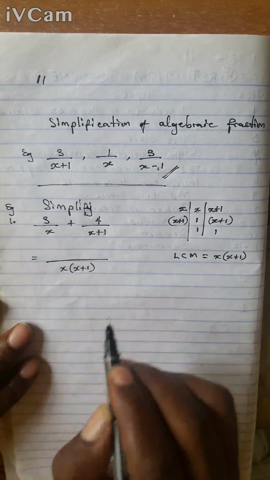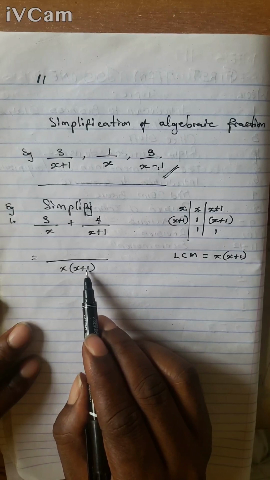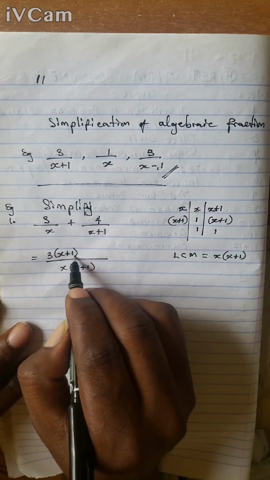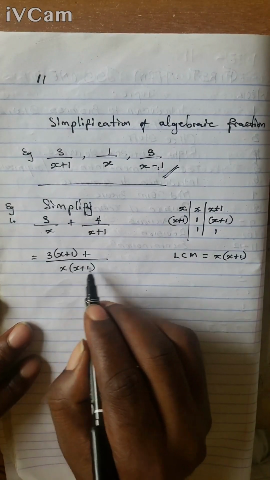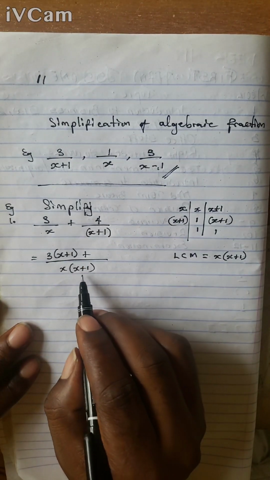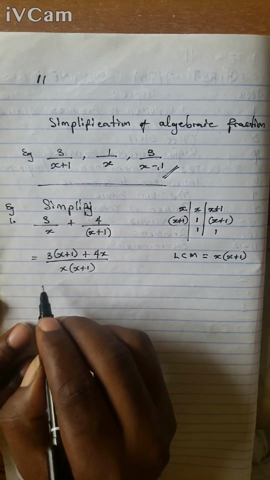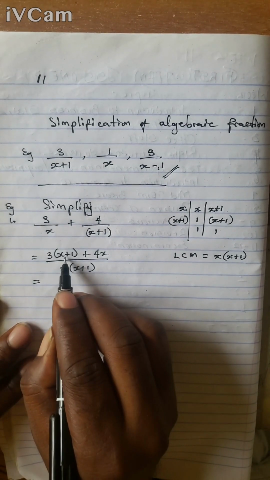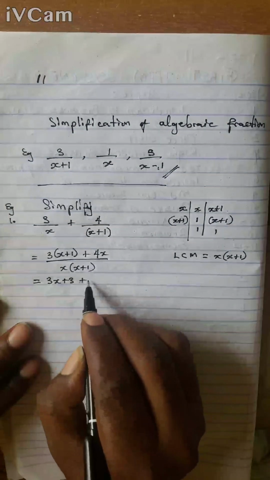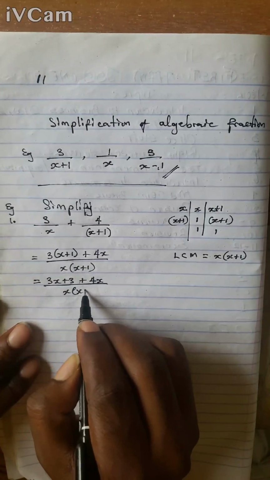So x into x plus 1 divided by x will give you just this bracket, which is x plus 1. So that x plus 1 times 3 will give you 3 into x plus 1, plus this divided by this, the bracket will go, you have x remaining. So the x times 4 will give you 4x. So what we have there, you now open this bracket, that will give you 3x plus 3, plus 4x, all over x into x plus 1.